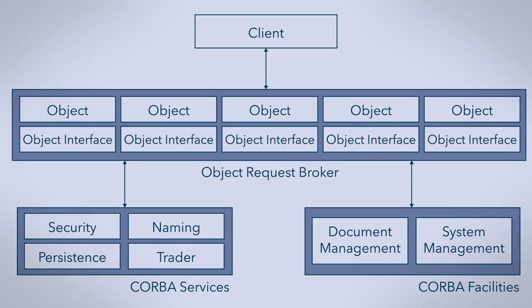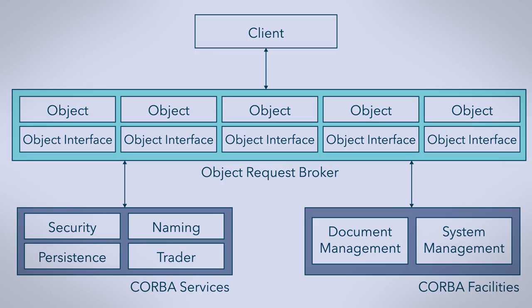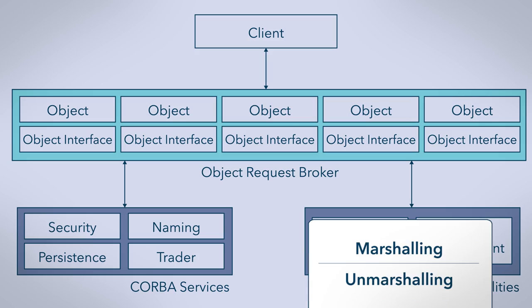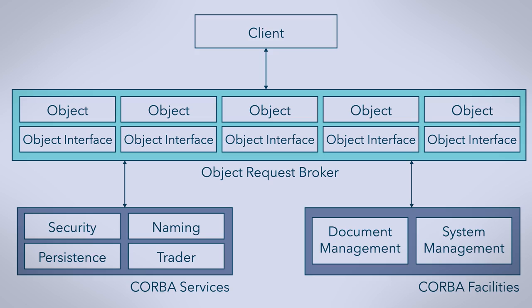CORBA consists of three main components. The first component is called the Object Request Broker. It provides object interoperability to the client and the server. An object must declare its interfaces before it can be accessed by a client or server through the broker. The broker is also responsible for marshaling and unmarshaling all the method calls that it receives. This allows you to modify the client or server without having these changes affect the other.